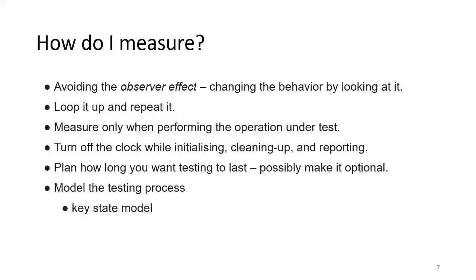So when you're looking to measure a Shlaer-Mellor construct, you really need to avoid the observer effect. So you really only want to measure what you're actually testing. And you need to loop it up and repeat it. These things run quickly, so you need to do it lots of times. And as I said, only measure the operation under test. So we turn off the clock while initializing, cleaning up and reporting. And we also need to plan how long you want the test to last. There's probably pros and cons to a quick test and a longer test, so you probably want to make that optional. And you really need a key state model to drive the tests. And we were fortunate in that we found one of these in the bench model on GitHub.